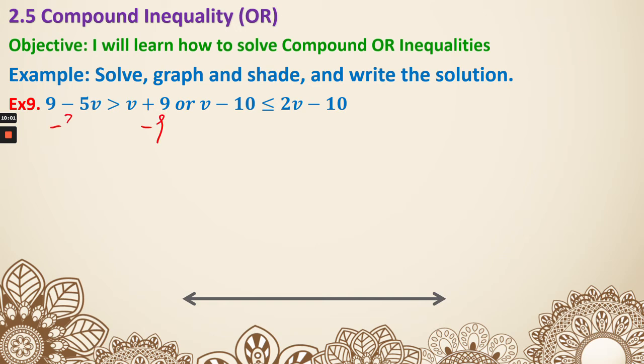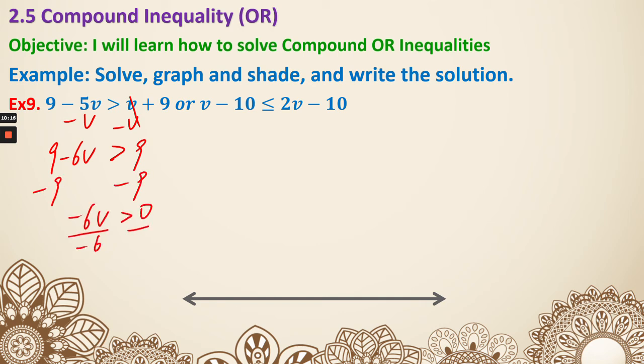First, subtract 9 on both sides. Got negative 5, v is greater than, well, actually, we're going to subtract v first on both sides. 9 minus 6v is greater than 9. Now minus 9 on both sides, negative 6v is greater than 0. Divide both sides by negative 6, v is less than 0 because we are dividing by a negative number.